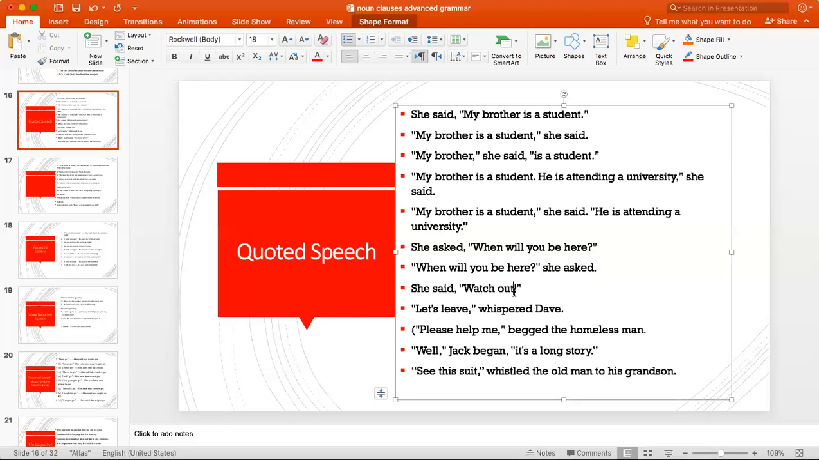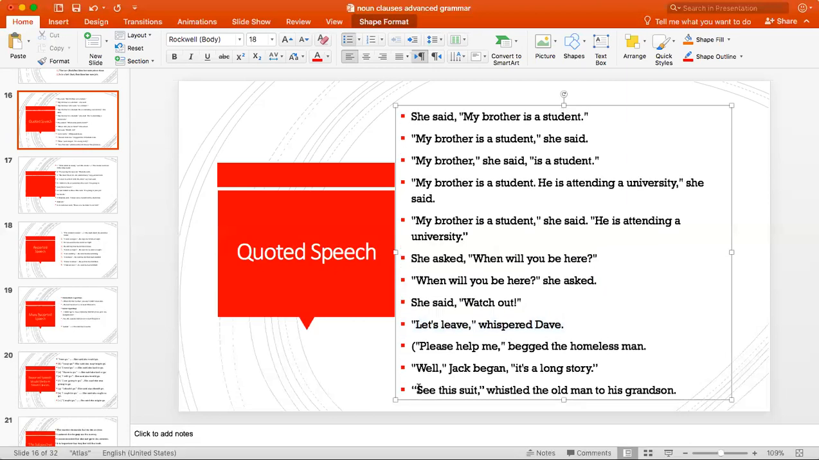Watch out, even with an exclamation mark. She said, watch out. Let's leave, again inside. And I love this thing in English. You use this in literature and novels. You see this in short stories, in creative writing. We usually recommend students to change. You don't have to say she said, he said, she said, he said, she said. Almost any verb can be in this speech. In creative writing, these are called speech tags, and they are very interesting.